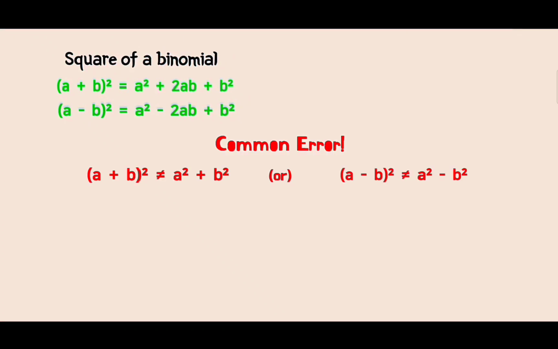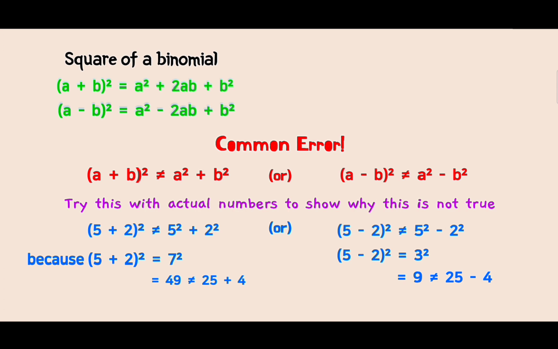And a very common error is that people think it's just this one square plus this one square. And it's not. Let's try this with the actual numbers here. If you did 5 plus 2 the whole square, I will show you that it doesn't equal 5 square plus 2 square. 5 plus 2 is 7, 7 square is 49. That doesn't equal 5 square plus 2 square, which is actually 29. And then over here, if you do 5 minus 2 is 3, 3 square is 9. And that doesn't equal 5 square minus 2 square, or 25 minus 4.